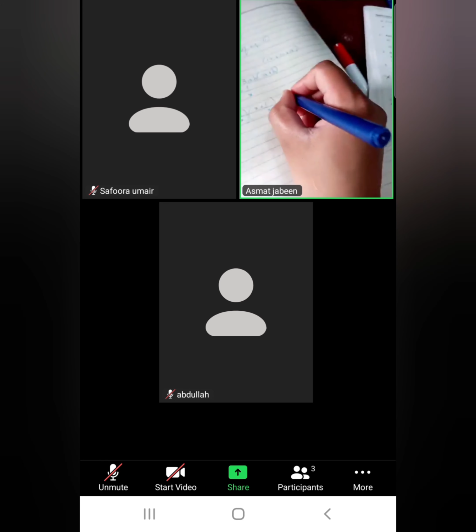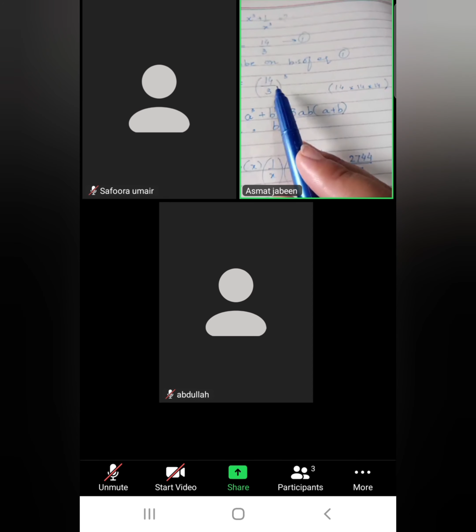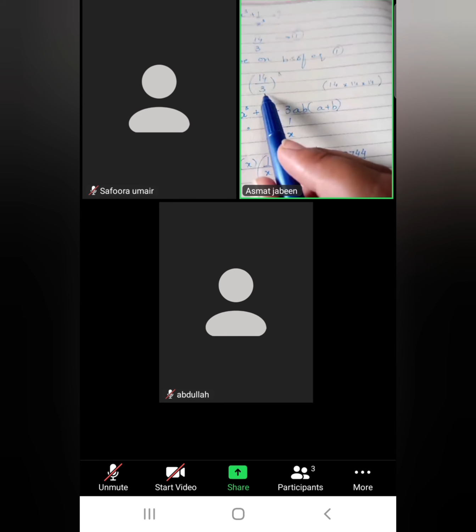Fourteen times 14. That is 2744. Cube of 14 is 2744, divided by cube of 3, which is 3 times 3 times 3. 3 times 3 is 9, times 3 is 27. It's done here.